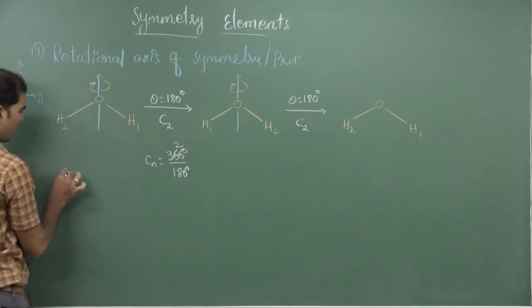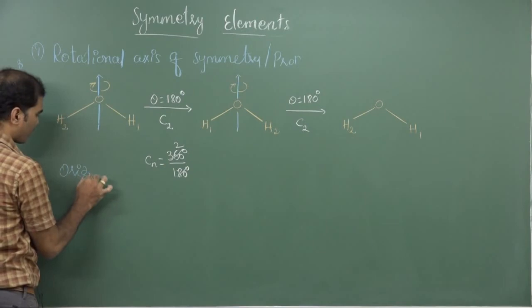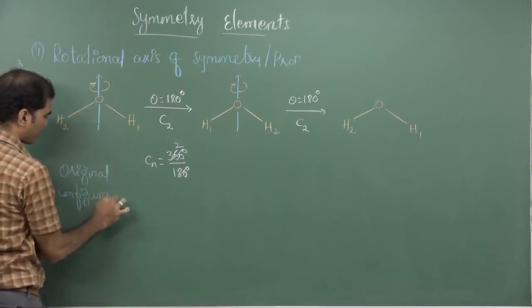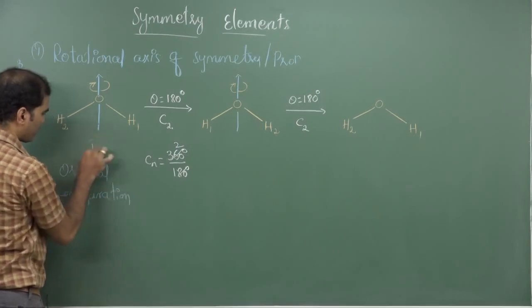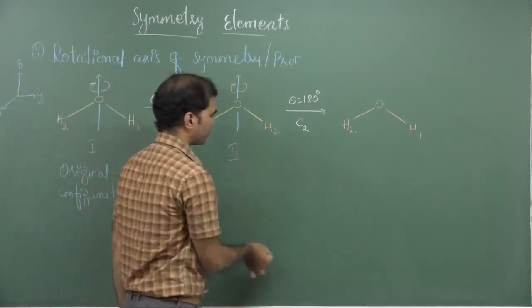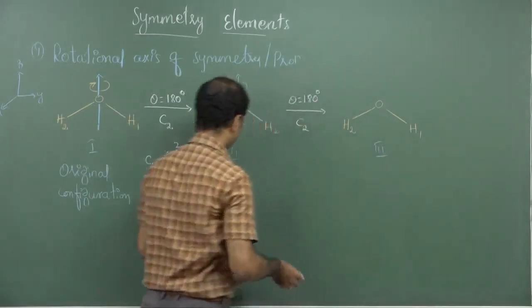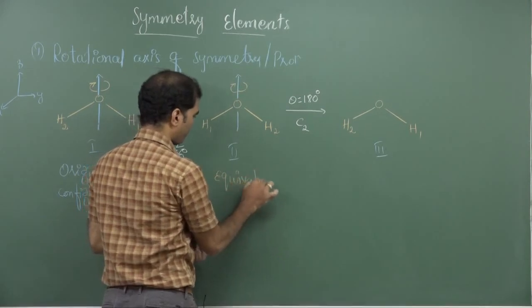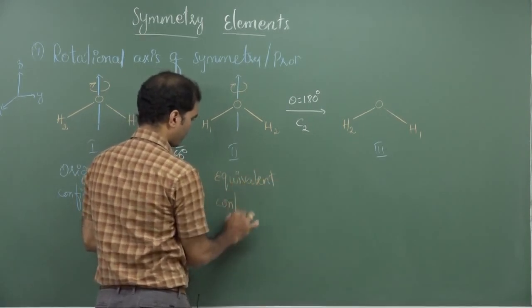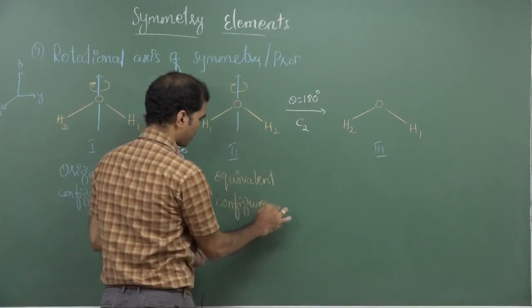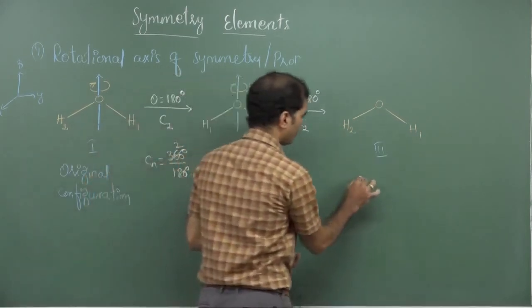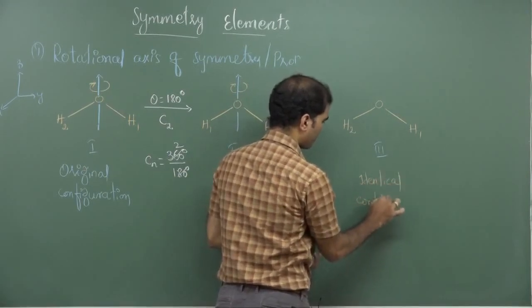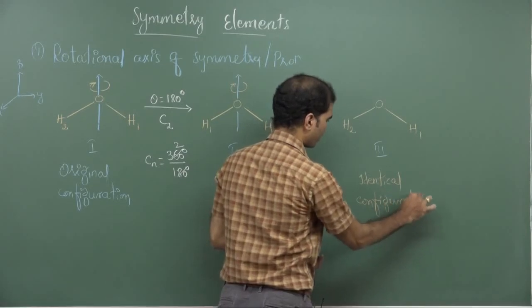The first one we call the original configuration. The second one is the equivalent configuration, and the third one, which is just looking the same as that of the original one, you call it the identical configuration.